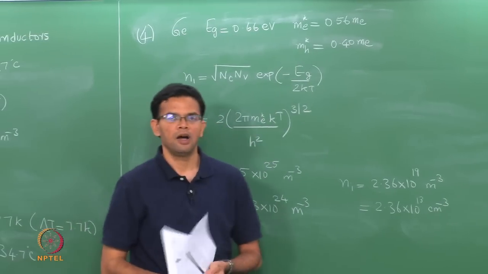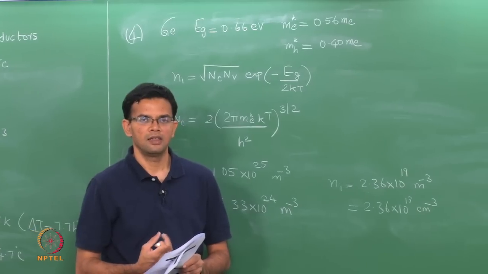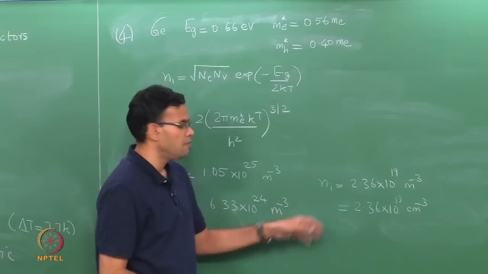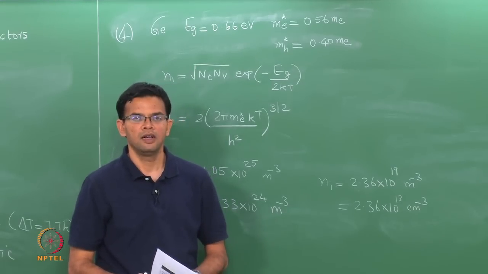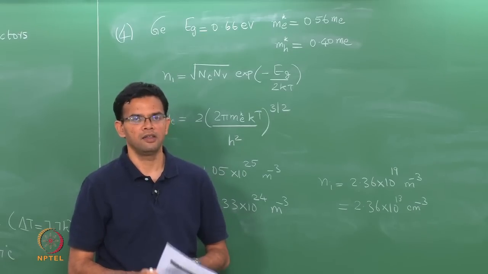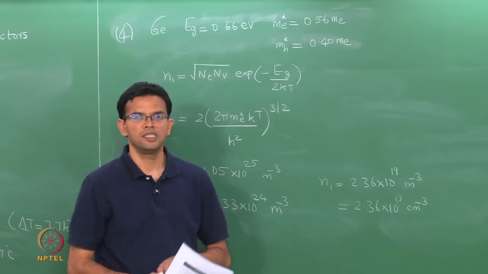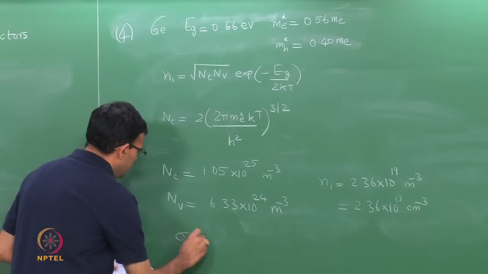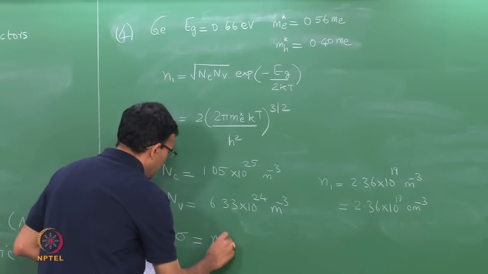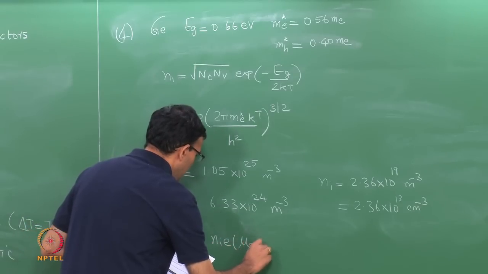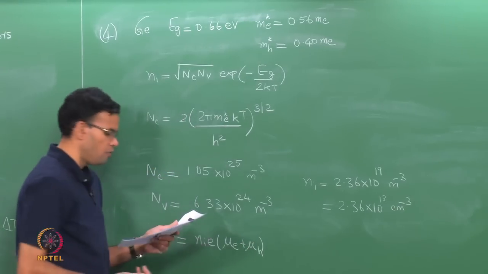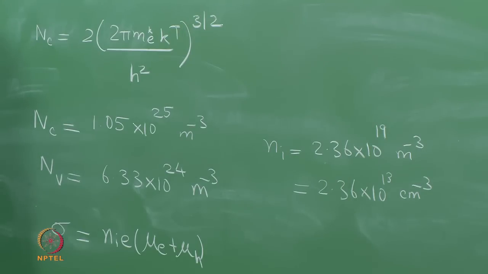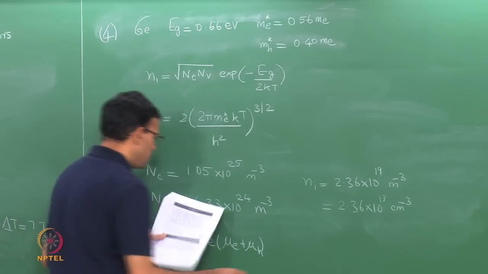So, we saw that gallium arsenide has a value of Ni that is 4 orders lower than that of silicon. Germanium, on the other hand, has a value of Ni that is nearly 3 orders of magnitude higher than silicon. Once again the differences are all related to the band gap values. We can then calculate sigma. Sigma is Ni e (mu e plus mu h). The values of mu e and mu h are given. Mu e is 3900 and mu h is 1900 centimeter square per volt per second.